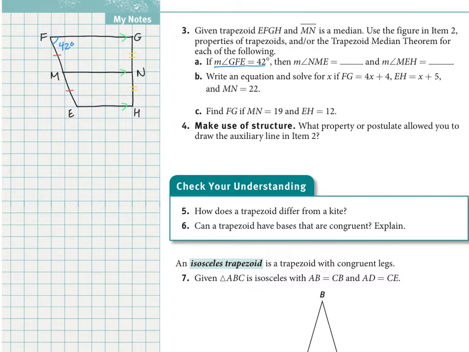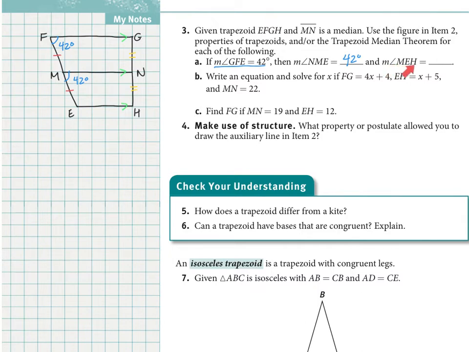Now, it asks for us to find the measure of NME. So we're looking at NME, so we're looking at this angle. Something we're going to see in trapezoids is that this angle measure we just found will actually be congruent to this one. So we can also label that as 42 degrees. So let's go ahead and fill the blank with 42 degrees. That's one of those properties that we're going to learn. Now, let's go ahead and look at the next question.